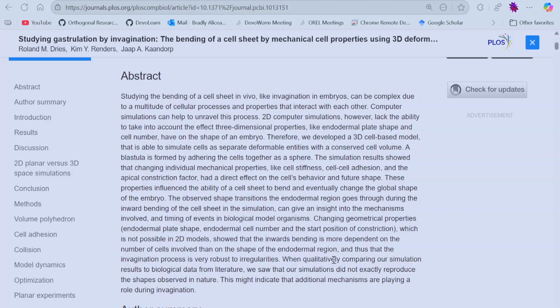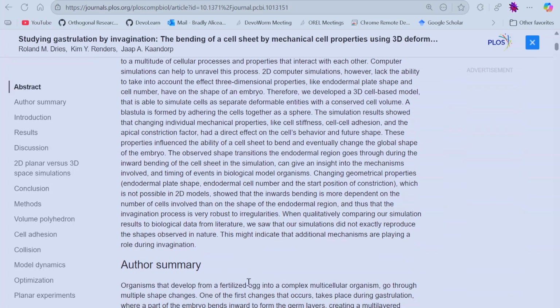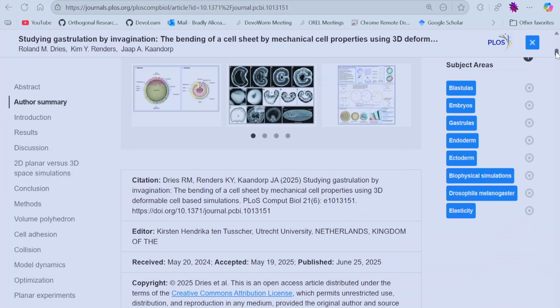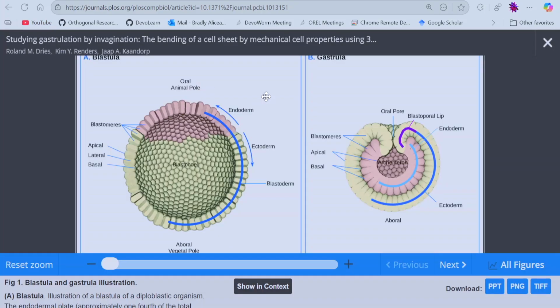When quantitatively comparing our simulation results to biological data from the literature, we saw that our simulations did not exactly reproduce the shapes observed in nature. So, that's probably normal, but it's capturing a lot of aspects of that. So there are probably additional mechanisms at play, and that accounts for the difference in the results from being exactly like nature.